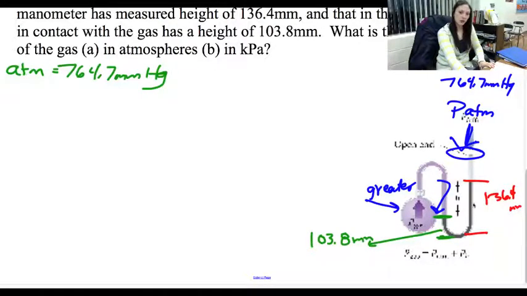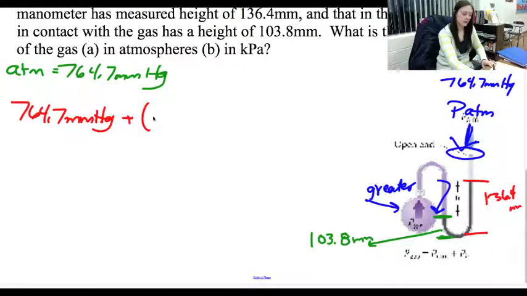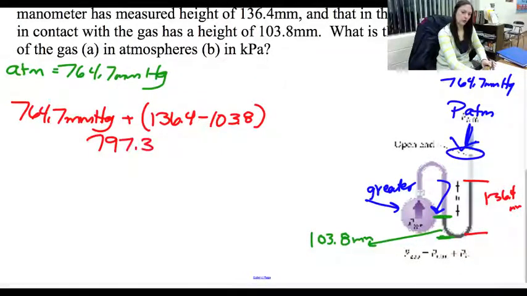is what I want to add to my atmospheric pressure, because the pressure in the manometer is greater. So we're going to take 764.7 millimeters of mercury and add that to the difference of the two heights. I can just add them straight across because these are all millimeters. So I get 797.3 millimeters of mercury, which makes sense because this pressure here should be bigger.